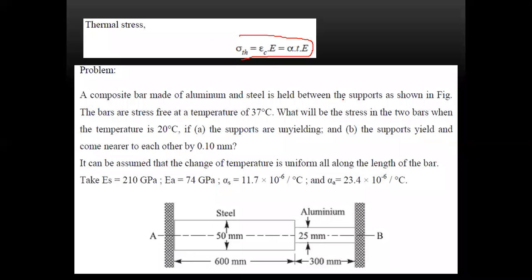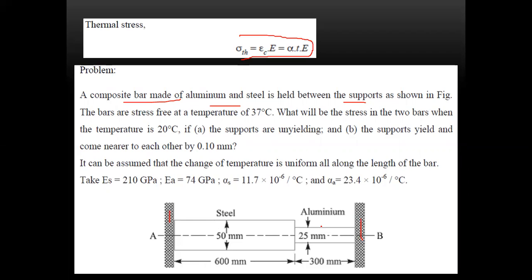So we are continuing with the problems related to the basic introduction things. Okay, there is the tolerances and fits. A composite bar made up of aluminum and steel is held between two supports as shown in the figure. So this is one support, this is the other support, right? Here, this is a steel bar, this is an aluminum bar. The bars are stress free at a temperature of 37 degrees centigrade. What will be the stress in the two bars when the temperature is 20 degrees centigrade?